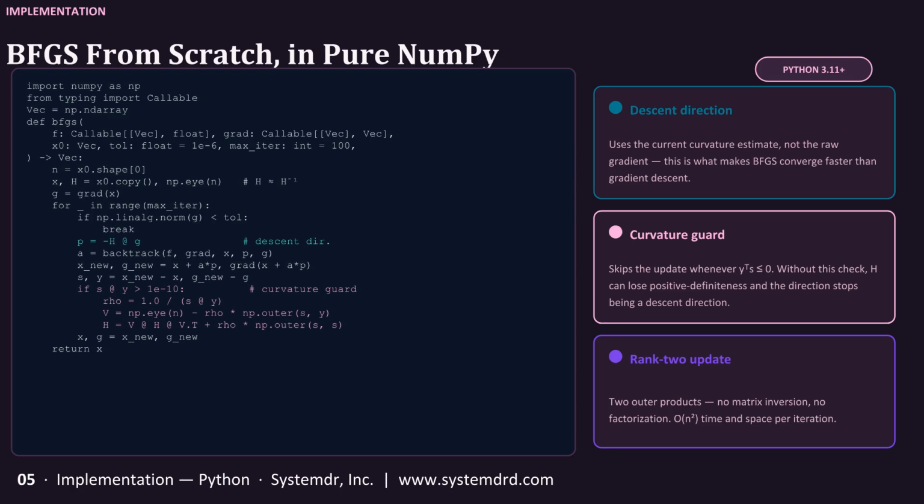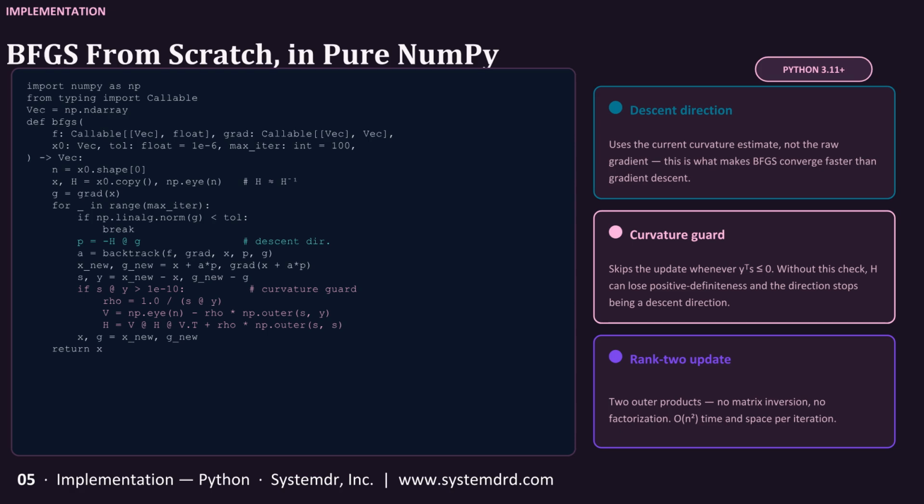Inside the loop, notice the descent direction. P equals negative h times g. That's not just the negative gradient. It's the negative gradient reshaped by whatever curvature we've learned so far. That reshaping is the entire value proposition of this algorithm over plain gradient descent.